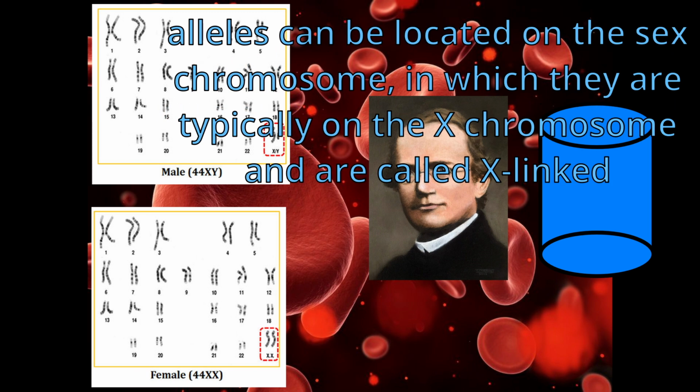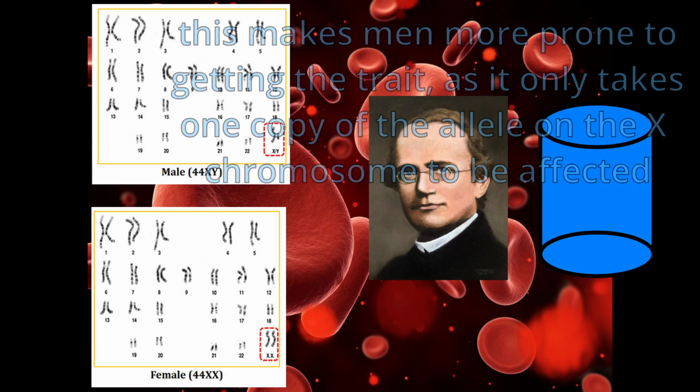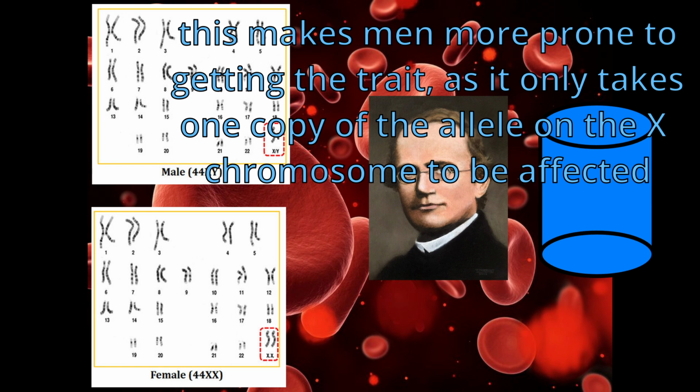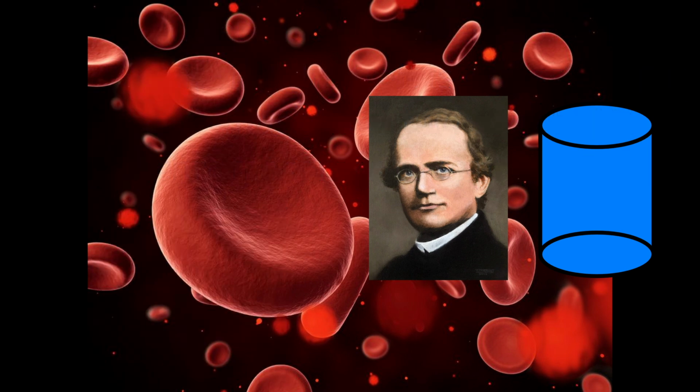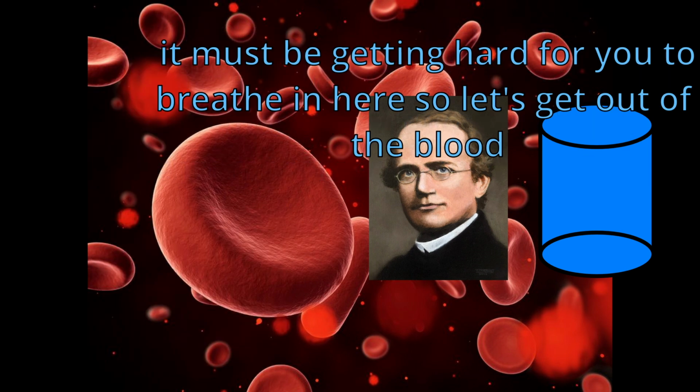Alleles can be on the sex chromosome, in which they are on the X chromosome and are X-linked. This makes men more prone to getting the trait, as it only takes 1 copy of the allele on the X chromosome to be affected. Whereas for women, if the allele causing the trait is recessive, they must have 2 affected X chromosomes to express the trait. It must be getting hard for you to breathe in here, so let's get out of the blood.